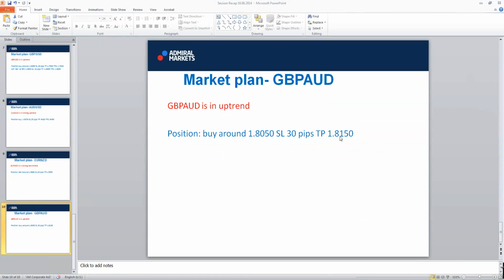And I think it should be a target if GBP is strong and GBP wants to go further up. So we also could have GBP AUD up to 81.50.